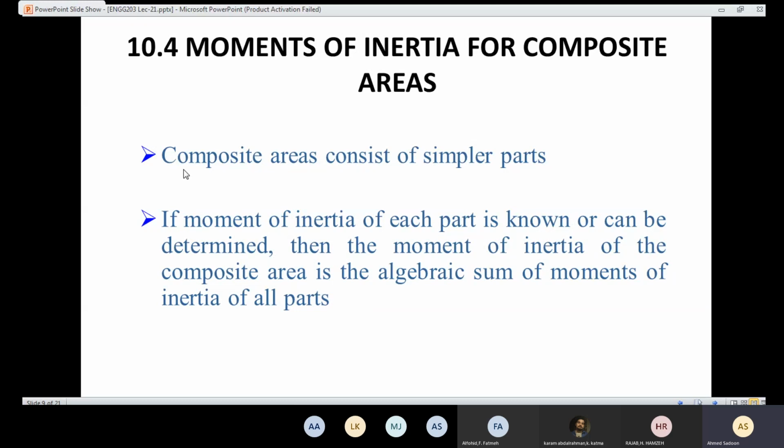So the beauty about composite sections or composite area is, if I do know the moment of inertia for each part, then I'll be able to know the moment of inertia for the composite part. Okay, so let's see how we are going to do that.